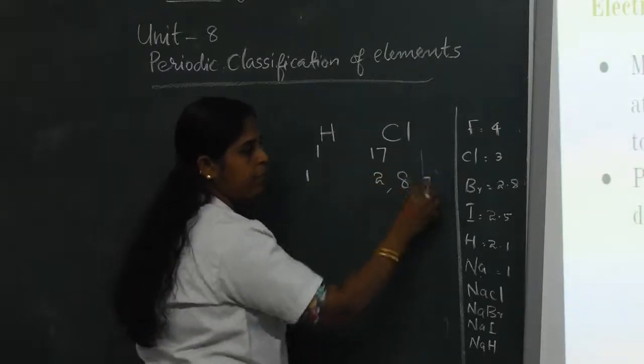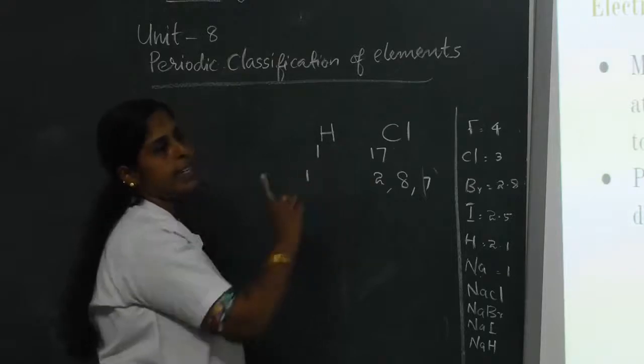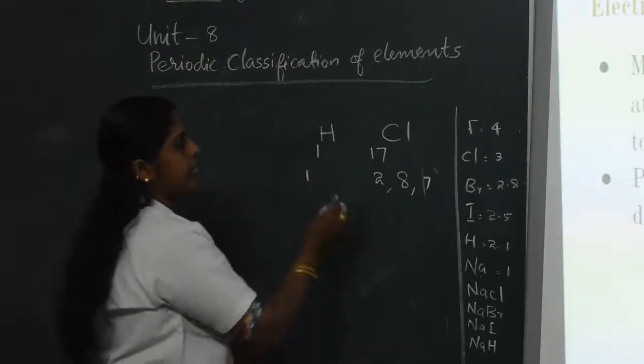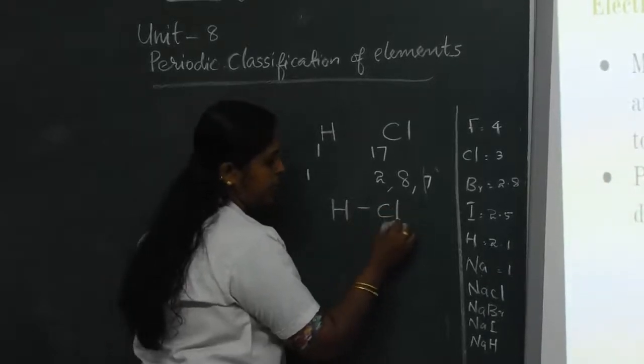Removing 7 electrons from chlorine is very difficult. If 1 electron is removed, hydrogen can't exist. So there is a sharing of electrons taking place there. So it forms HCl.